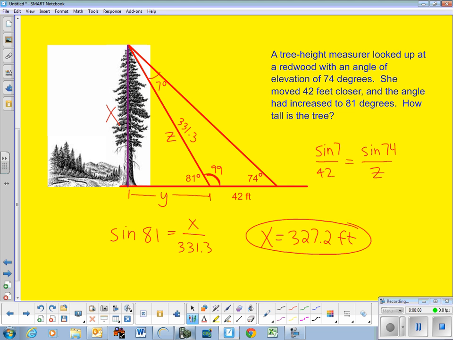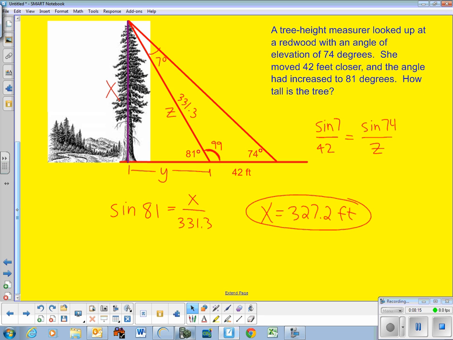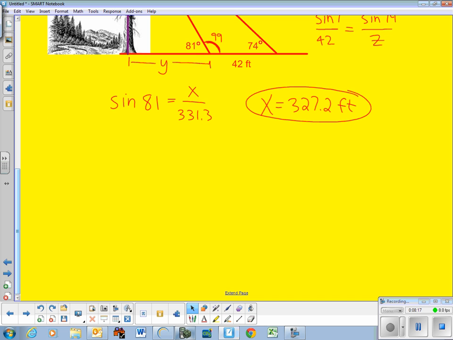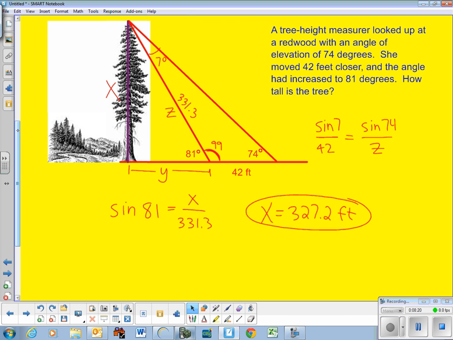And this one, I had a different plan when I started talking about this problem. This one actually is quite a bit easier. I'll show you, since I've got a little time, how you could also solve it using y in a completely different method. So what I had planned to do was come up with an equation using tangents. The tangent of 74 is equal to opposite over adjacent. That's x over y plus 42.